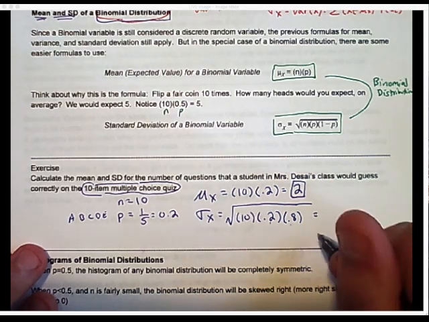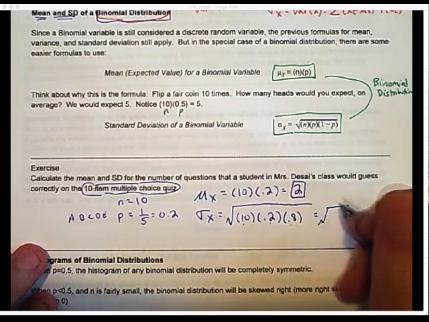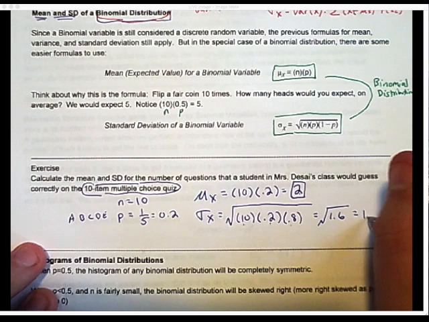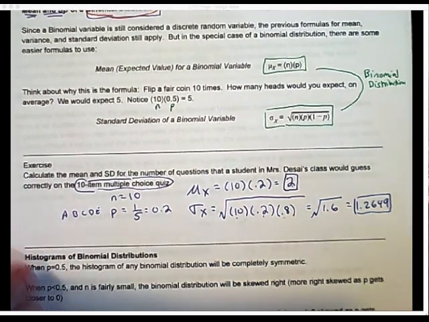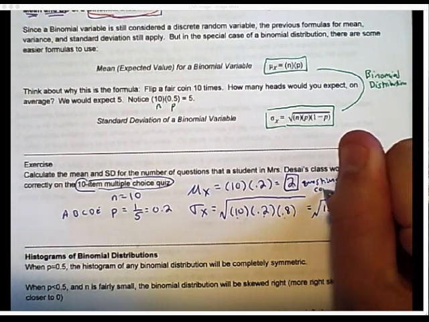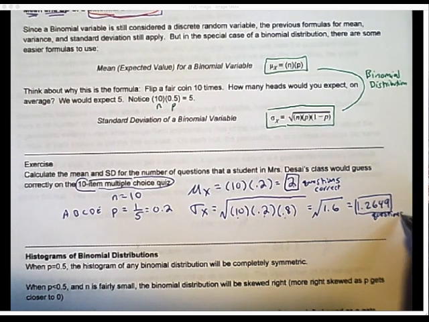So if we simplify this, we already know that 10 times 0.2 is 2. Then you multiply that times 0.8 and you get 1.6. So let's take the square root of 1.6. And that is 1.2649. So 2 questions correct would be the average, and the standard deviation would be 1.2649 questions correct.